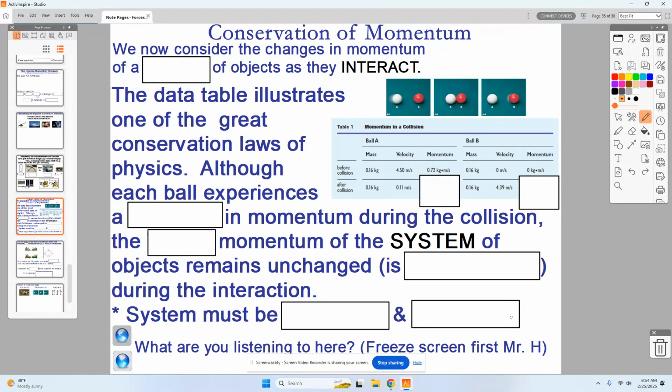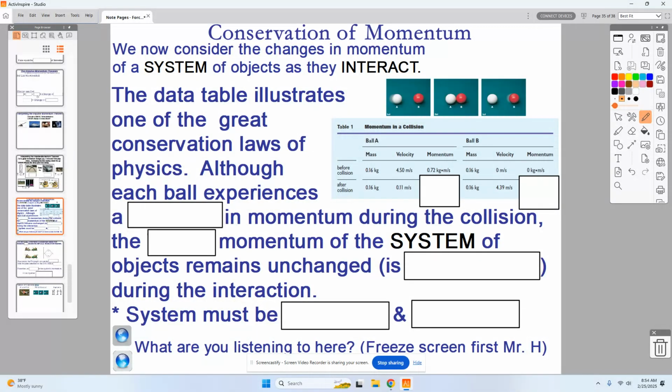Okay, so if you're watching this from home: when we're talking about conservation of momentum, we have to define a system. So let's take a moment and describe what we mean by a system of objects. Up until now, we've only really considered individual objects, objects that we would treat just by themselves. Now we're going to look at a system of two or more objects.